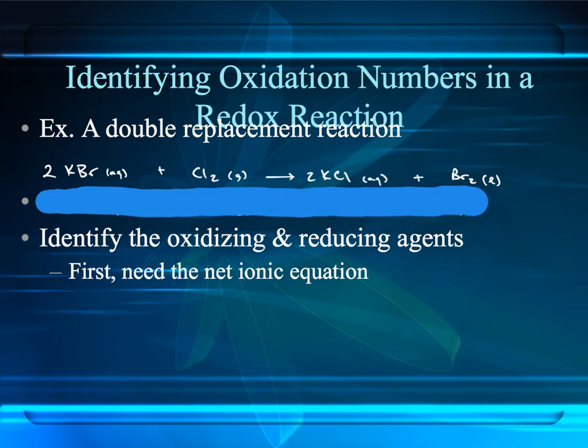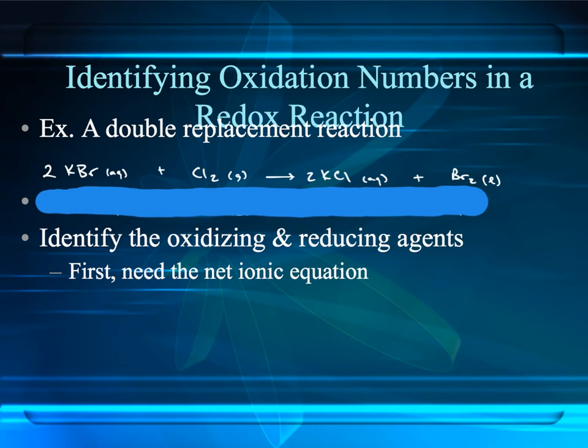All right, and we'll do some more of those, so don't panic. I'm going to do a couple of the ones off of your homework sheets. And then we got a double replacement reaction. We've got KBr plus Cl2 giving potassium chloride and a liquid bromine. It wants you to identify the oxidizing and reducing agents. First, you need to get the net ionic equation here.